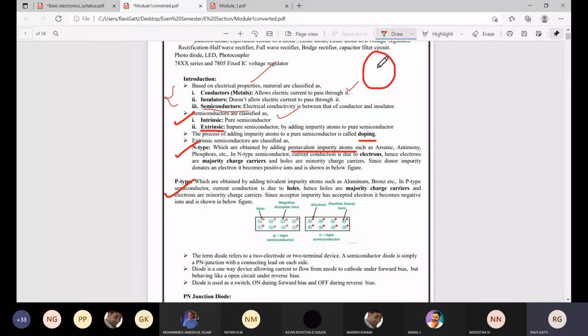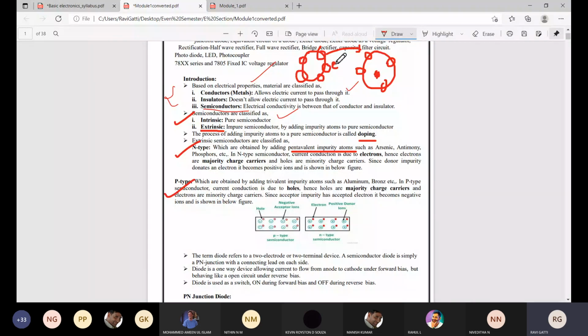at the outermost region there are four electrons. For these four electrons, if I add a pentavalent impurity, what happens is this: the four electrons form covalent bonds with it. The one more electron left over, we call it a free electron.